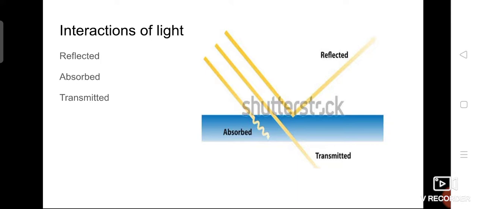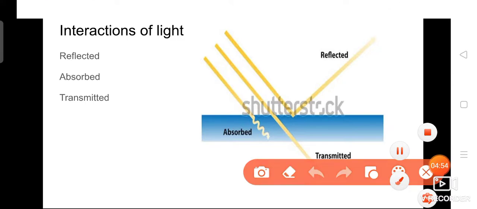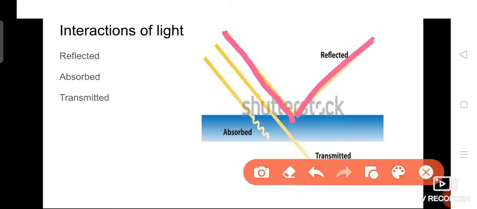Either it will be reflected or absorbed or transmitted. So the light gets reflected. What do you mean by reflected? See, this is the incident light. When it falls on an object, it is reflected. Yesterday itself I told you, that is, it will bounce back. Or otherwise, when the incident light falls on the object, it might be absorbed.